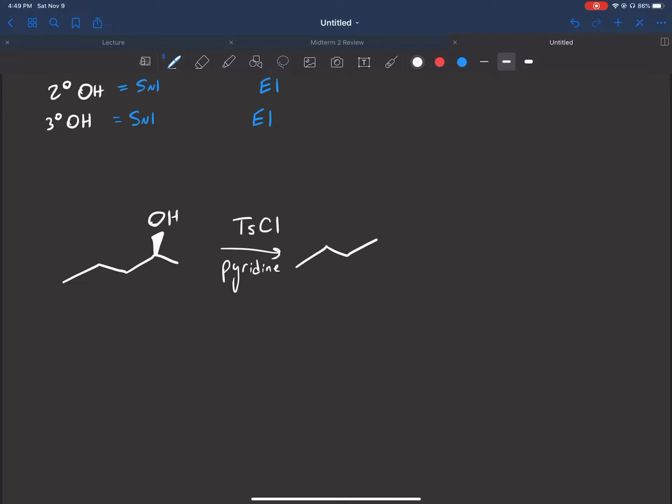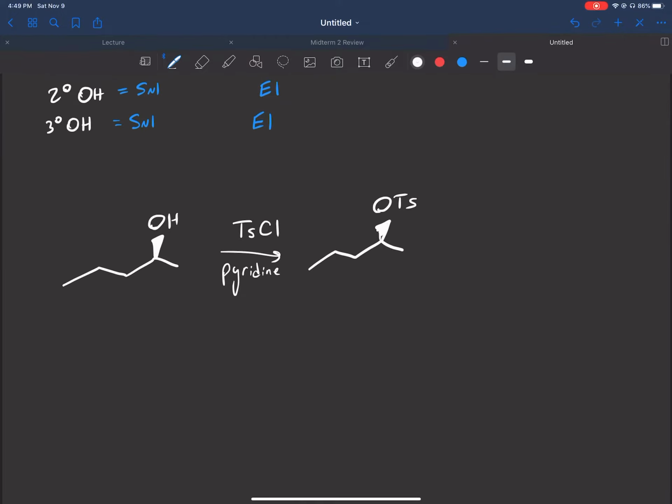So let's just again rewrite this. So we keep this wedge and we get OTs. OTs is a super good leaving group. Okay? So we now have this really good leaving group, and now we can react it with a nucleophile or a base. Okay? So we can react it with something like CN minus.